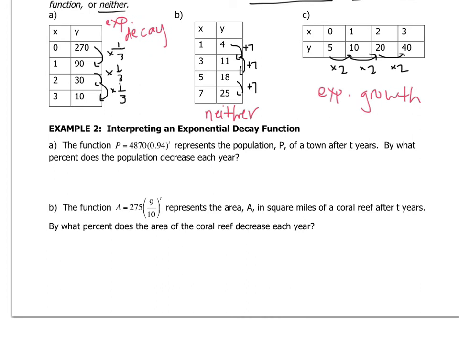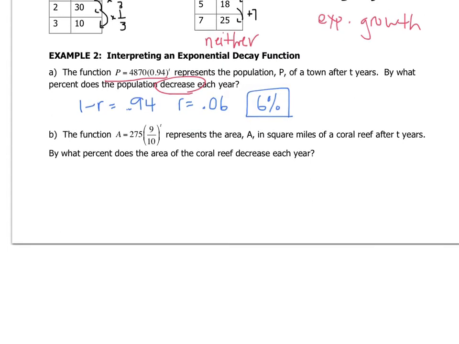This function right here represents the population of a town after T years. By what percent does the population decrease? Now we know it's decreasing because the value inside the parentheses is less than 1. So if 1 minus R equals 0.94, then R must be 0.06, which as a percent is 6%. So it's decreasing 6% every year.